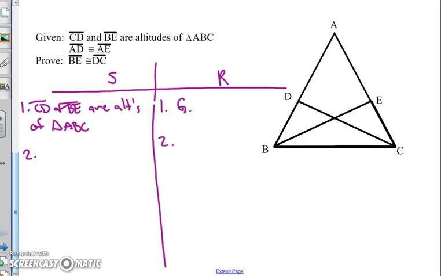So knowing that these are altitudes, that means I've got some right angles. I'm not really sure yet which triangles I'm going to be going for. Maybe I'll just go ahead and write down my other given right now, even though I usually wait. BE and DC are congruent to each other. So this piece, same size as that piece.